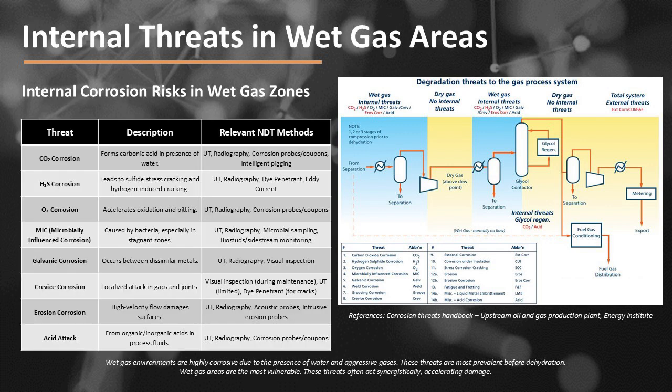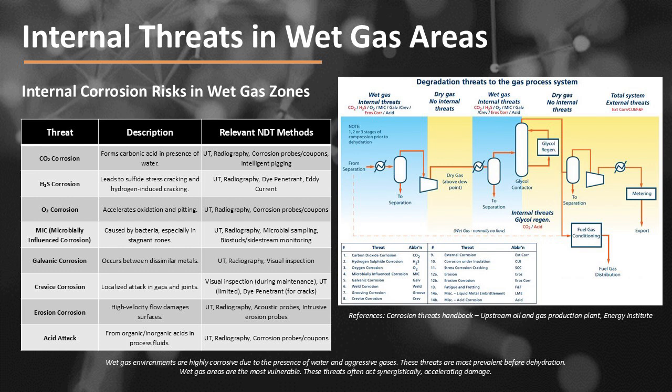Internal threats in wet gas areas. Internal corrosion risks in wet gas zones. Number 1 is CO2 corrosion threat, forms carbonic acid in presence of water. Relevant NDT methods to detect CO2 corrosion: ultrasonic thickness test or UT, radiography, corrosion probes or corrosion coupons, and intelligent pigging.